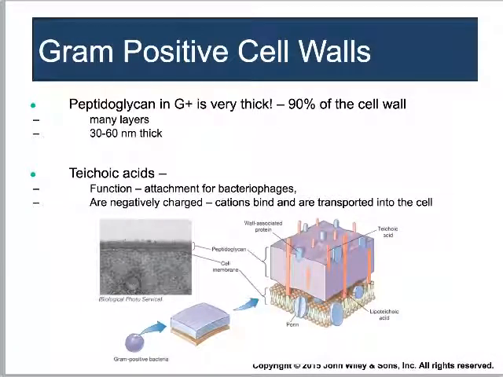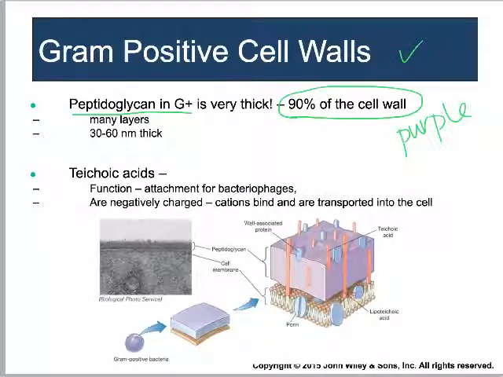Now we're going to classify things as gram-positive or gram-negative. Gram-positive cell walls are the ones that look purple. They have a lot of peptidoglycan in them. About 90% of the cell wall is made out of peptidoglycan, so it's really thick. Really, it's 30 to 60 nanometers, so not that thick, but thick enough. Here it is, this purple layer, and the book makes it purple so you can see it.